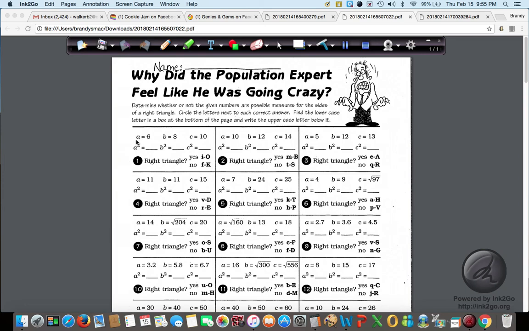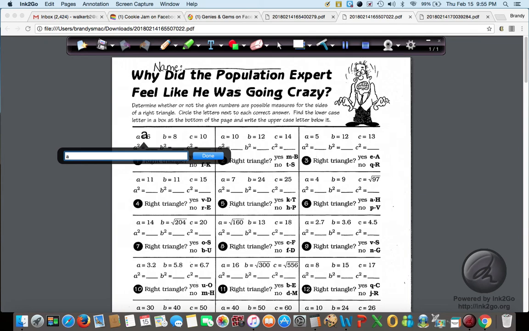The first example, a equals 6, b equals 8, c equals 10. The main thing you need to know is the Pythagorean theorem. a squared plus b squared equals c squared. So let's see, I'm going to type this in here.